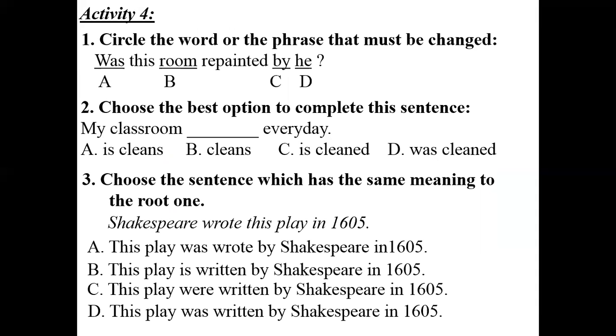Now activity number 4. I have 3 questions. You can look at the screen. Number 1, circle the word or the phrase that must be changed. Number 2, choose the best option to complete the sentence. And number 3, choose the sentence which has the same meaning as the original one. These are 3 questions you often see in the midterm test or in the semester exam. So 2 minutes for you to do this. Now let's begin.